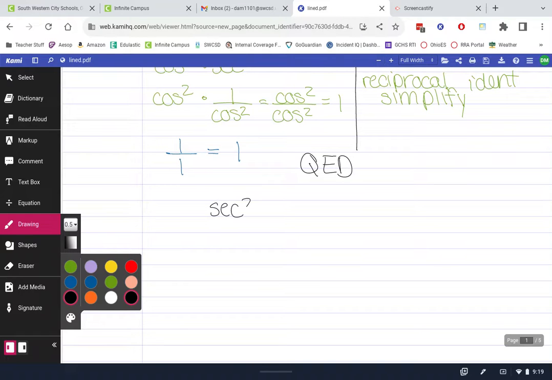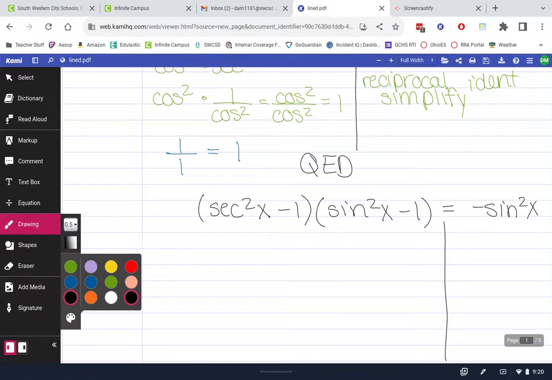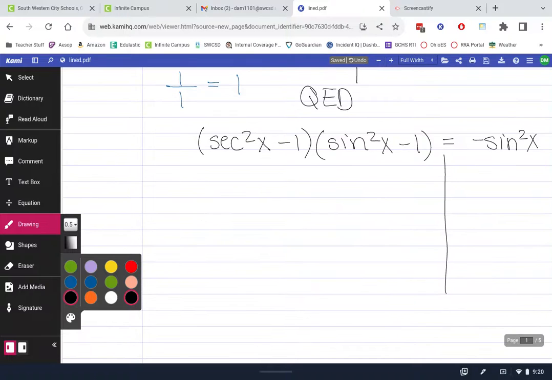I've got secant squared of x minus 1, sine squared of x minus 1 equals negative sine squared of x. One of the things kids noticed yesterday is I tend to drop the x's or the thetas as I'm going through and doing stuff. Technically, that is bad math juju, and we don't do that, but I'm lazy and it's May, so why not?